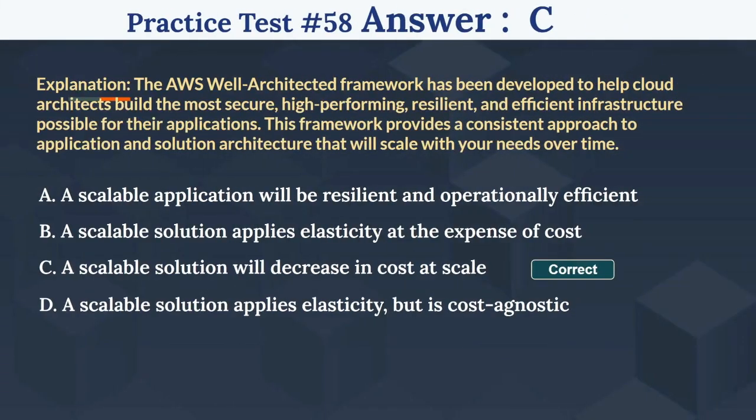So the right answer is C. A scalable solution will decrease in cost at scale. The AWS Well-Architected Framework has been developed to help cloud architects build the most secure, high-performing, resilient, and efficient infrastructure possible for their applications. This framework provides a consistent approach to application and solution architecture that will scale with your needs over time. Let's move to the next question.